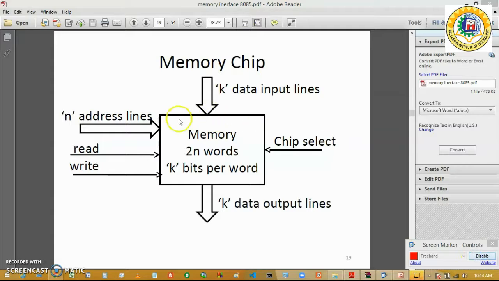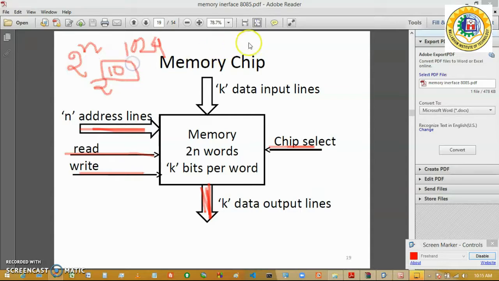Suppose this is your memory chip. This is your N address lines of the memory, this is your read signal, this is your write signal, this is your chip select line, and this is your K output data lines. The size of the memory is always represented by 2 to the power n. So suppose the memory size is 1024, then you can say that this is 2 to the power 10. That means 10 address lines will be required to select different locations of the memory.